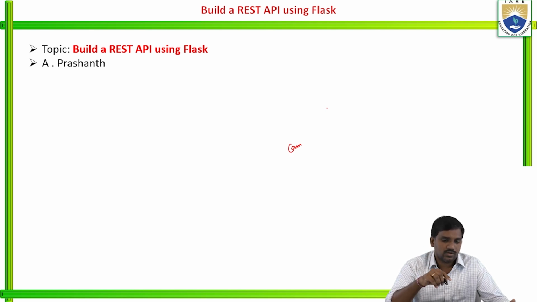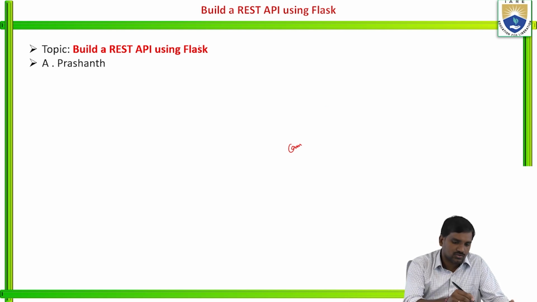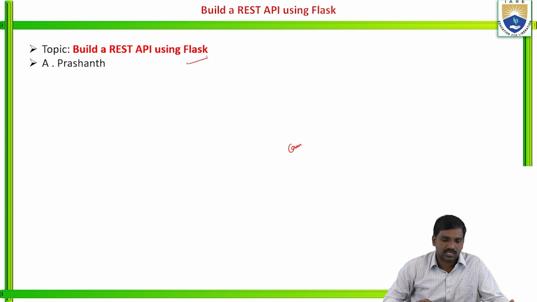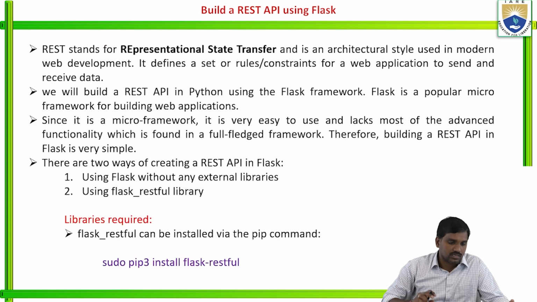Here I am going to build a RESTful API using the Flask method. This is the Flask method. Let's continue here. Before that, first we have to know the input parameters, like what is REST, what is API, and what are the different methods we use to build an API. That is the aim here.